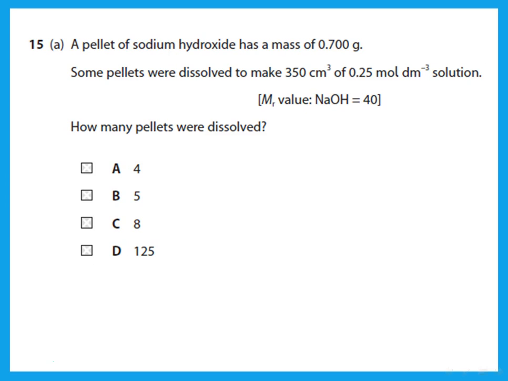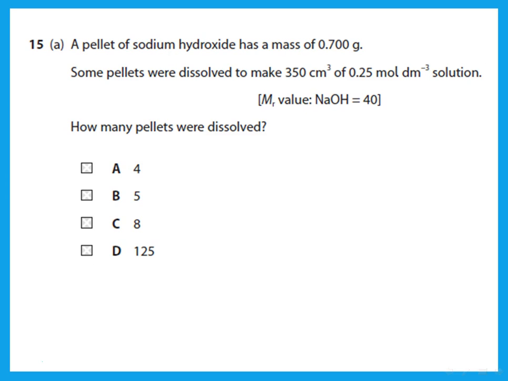Okay, the next question says a pellet of sodium hydroxide has a mass of 0.7 grams. Some pellets were dissolved to make 350 cm³ of 0.25 mol/dm³ solution. How many pellets were dissolved?